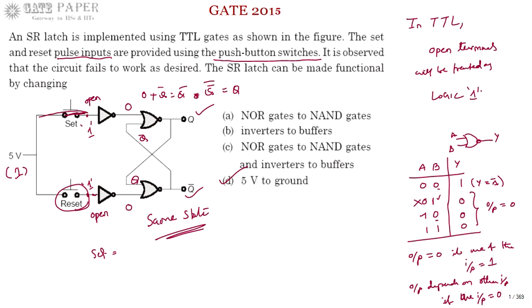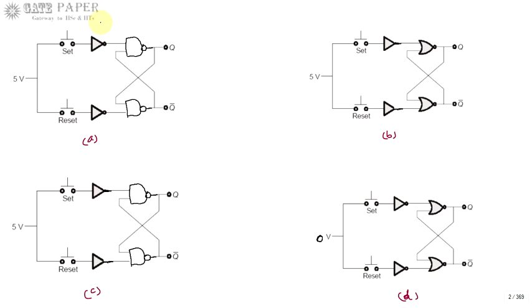Now we need to modify. So the first case we are going with is changing the NOR gates to NAND gates. So replace NOR gates with NAND gates. This is the first case. We know that in TTL, whenever the inputs are open, that is whenever the push button switches are not pressed, at that time the inputs are going to be treated as logic 1. So 1 is present. Now this is a NAND gate. For the NAND gate, if 1 is the input, then the output of the inverter is 0.